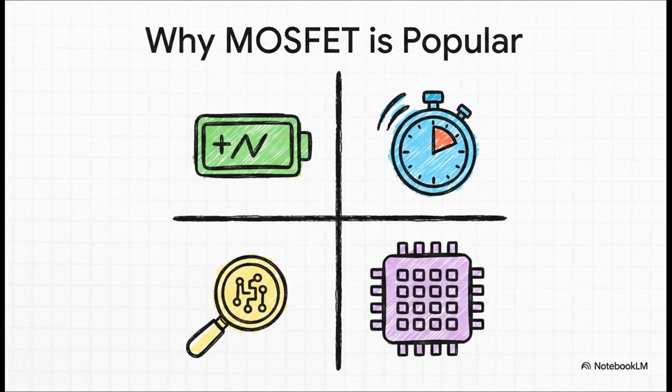And that incredible efficiency is exactly why MOSFETs took over the world. They use almost no power. They can switch on and off unbelievably fast, and most importantly, they can be shrunk down to almost atomic sizes. This ability to get smaller and smaller is what drove Moore's law, allowing us to pack billions, literally billions, of them onto a single tiny chip. That's what powered the entire digital revolution.